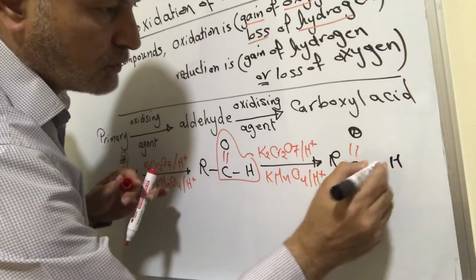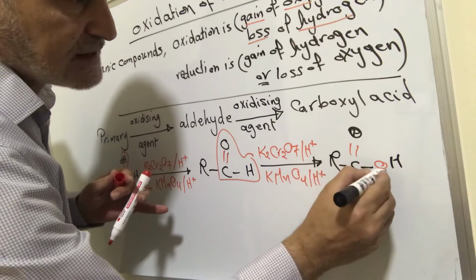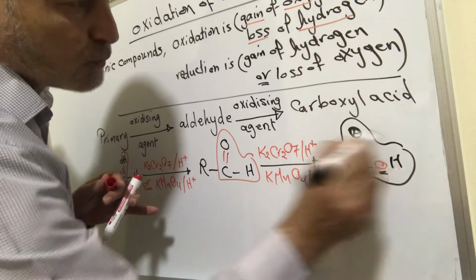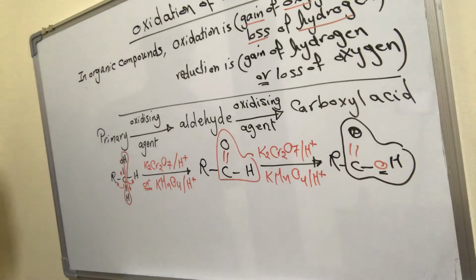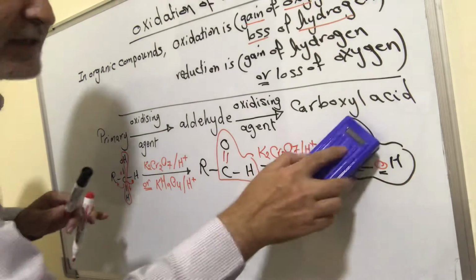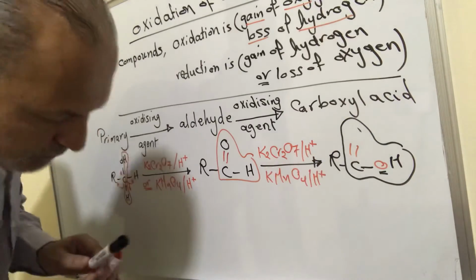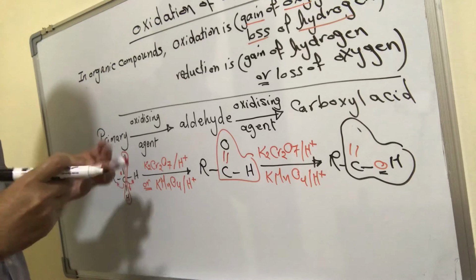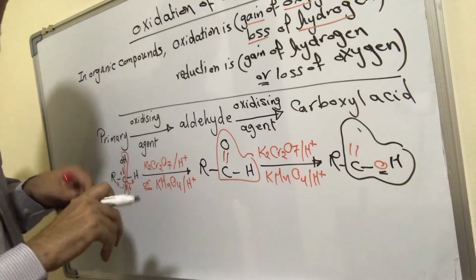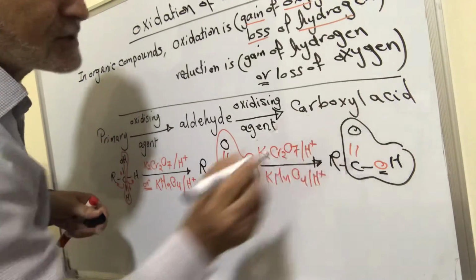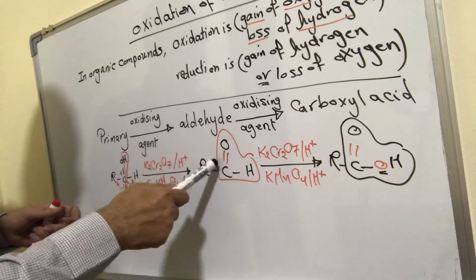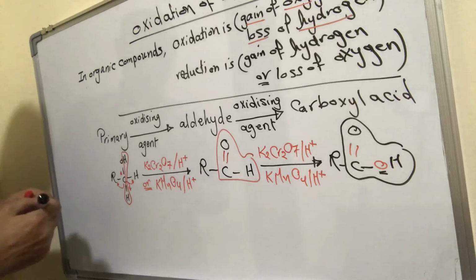The new O is here. This is the new O added. Look, this one is the functional group for what? It is the functional group for the carboxylic acid. So we can say that the primary alcohol undergoes two steps of oxidation. In the first step, it goes into aldehyde. In the second step, it goes into carboxylic acid.